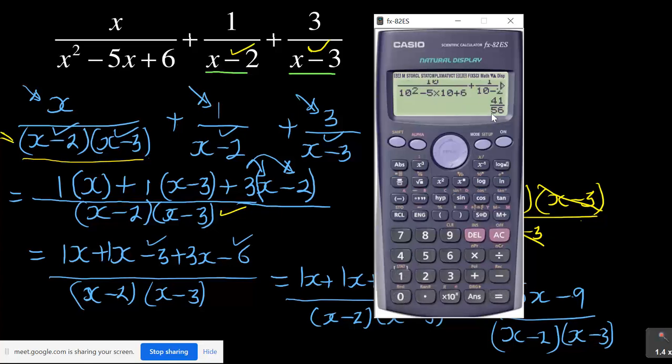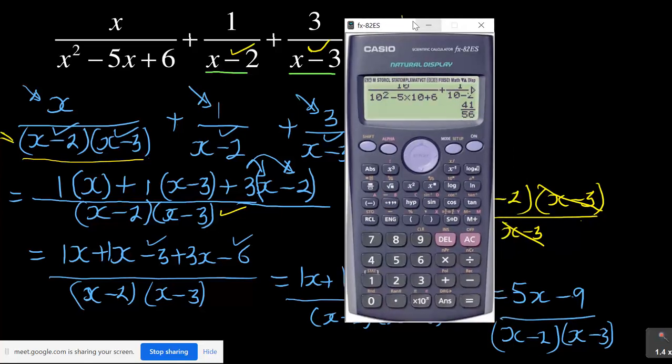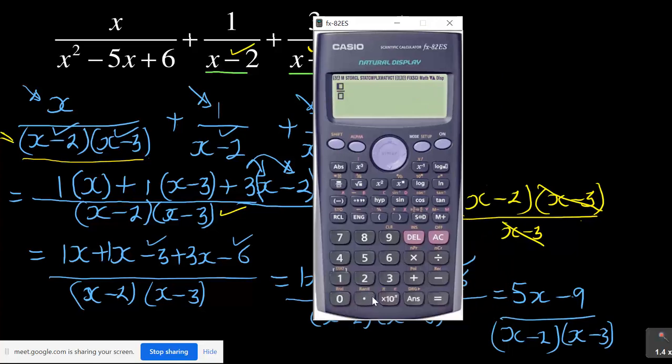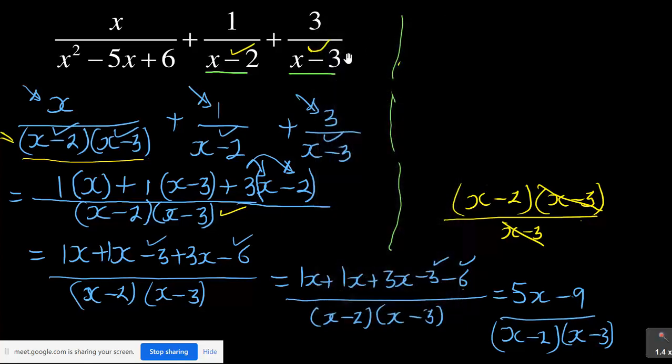So now it's giving me 41 over 56. You see this one? Let's try to remember it, 41 over 56, because I'm going to enter now this other one. So we've got 5 times 10 minus 9. Remember that other one was 41 over 56. I wrote it down. Yes, 10 minus 2, and then 10 minus 3, and there we go, 41 over 56. So it means we're on the right track.